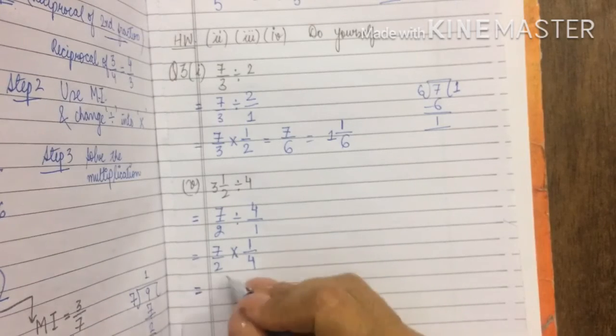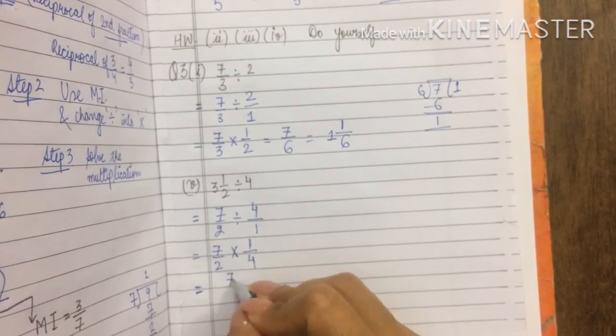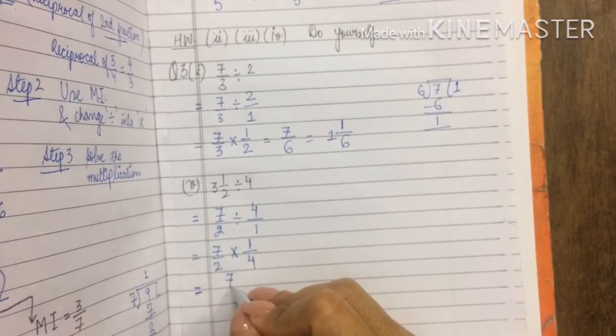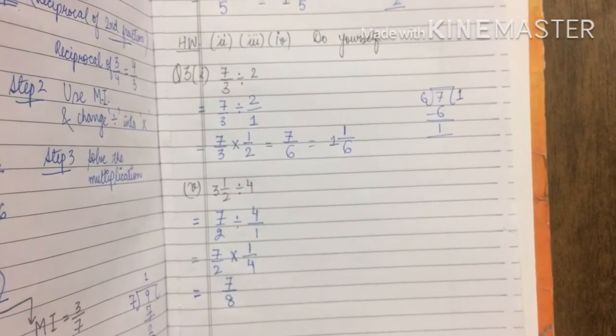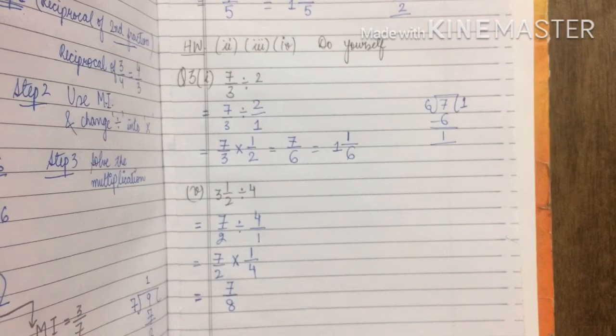Now solve. No cutting possible. In the numerators, 7 into 1 becomes 7. In the denominator, 2 into 4 gives you 8. Now this is a proper fraction. No simplification. This is your answer.